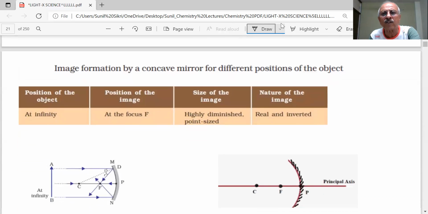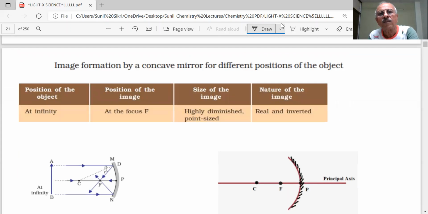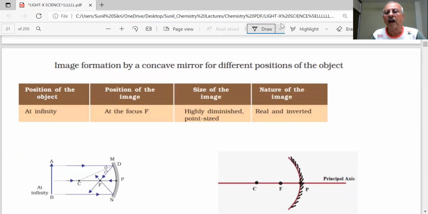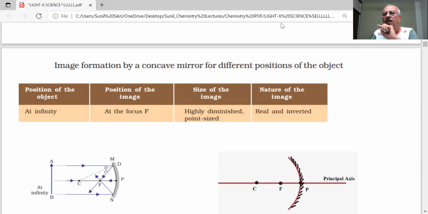Now let us see, students, how we can apply these rules for formation of images by the concave mirror. As I said, as you seen in the activity, when the distance of the object from the concave mirror changes, the nature of the image, the size of the image, everything changes. Position of the image, all this is what we want to find out. So students, first I am taking case one.